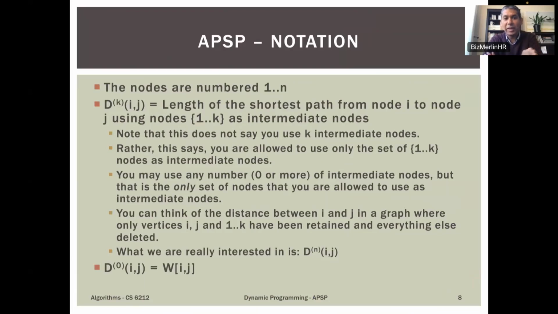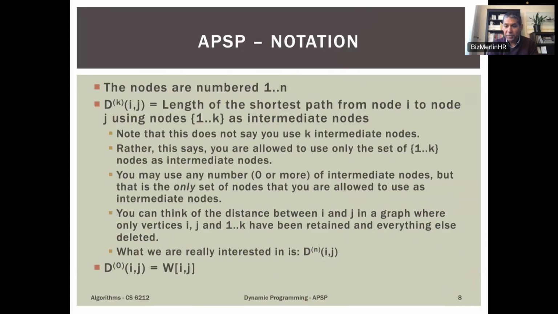So in a way, you can think about it as a distance between i and j in a graph where only the vertices i, j, and 1 through k have been retained, everything else deleted. If it's deleted, that means you can't really use it. You don't really see those nodes, and that's what you can use. So that's what d^k_ij stands for. Like I said, it's counterintuitive, takes some time to settle in sometimes, but that's what it means.